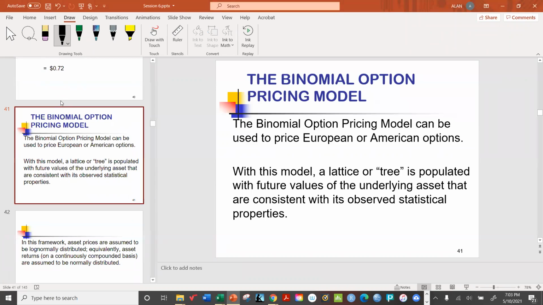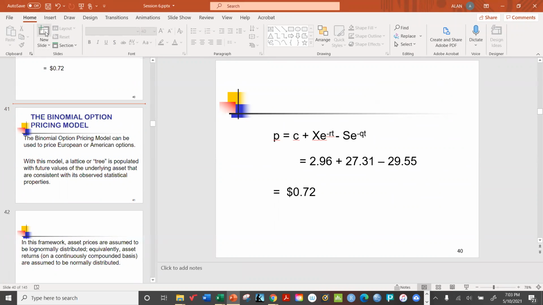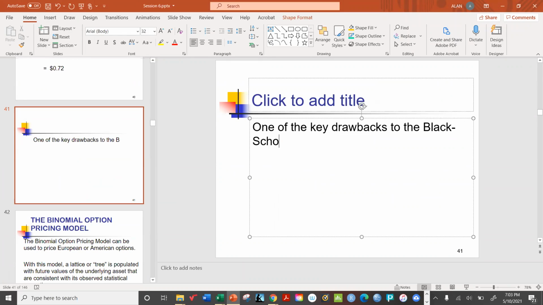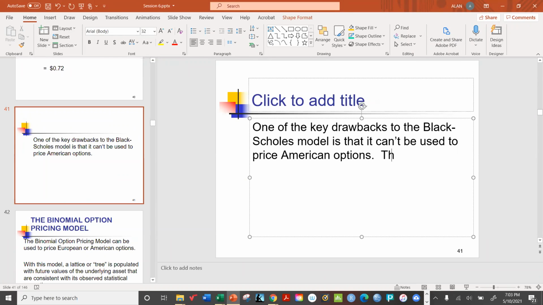Okay, well, let me just throw that in here. One of the key drawbacks to the Black-Scholes model, of course, is that it can't be used to price American options. This is because it is not set up to deal with early exercise.